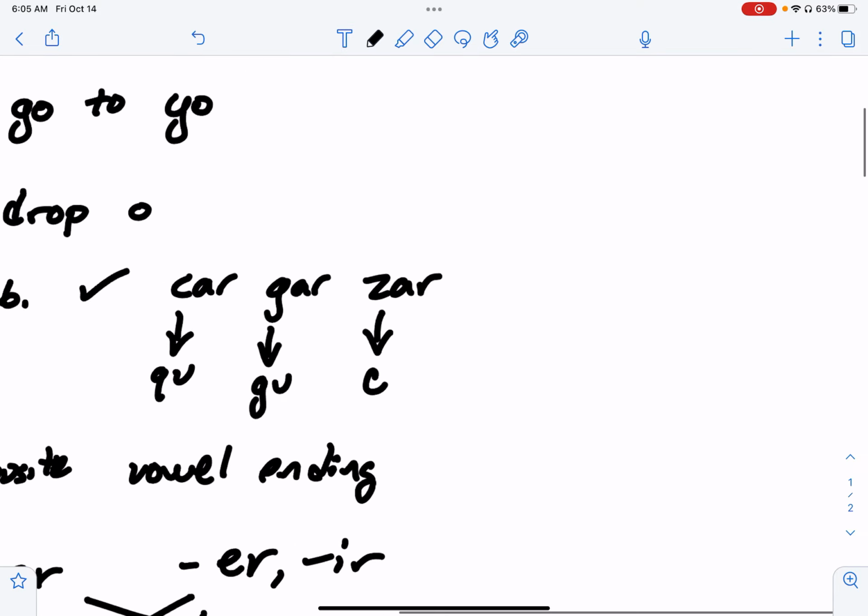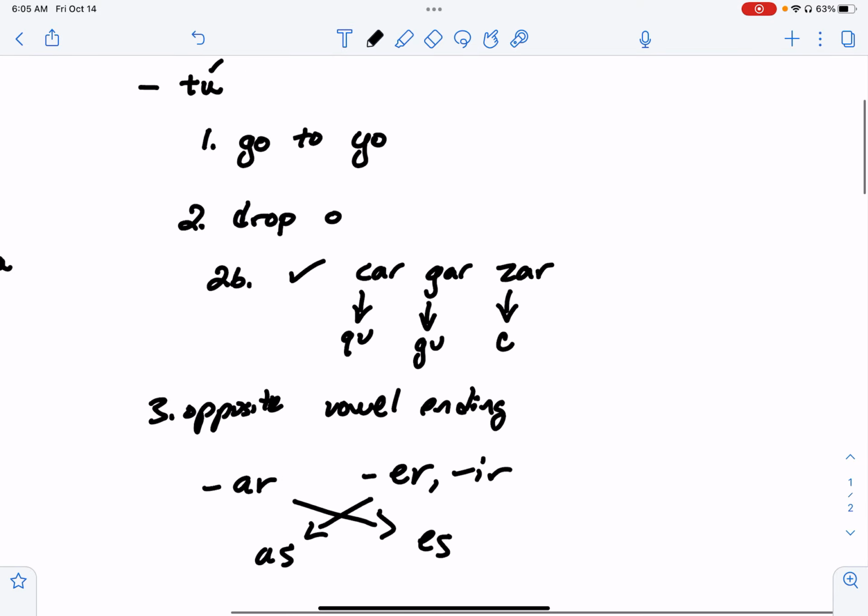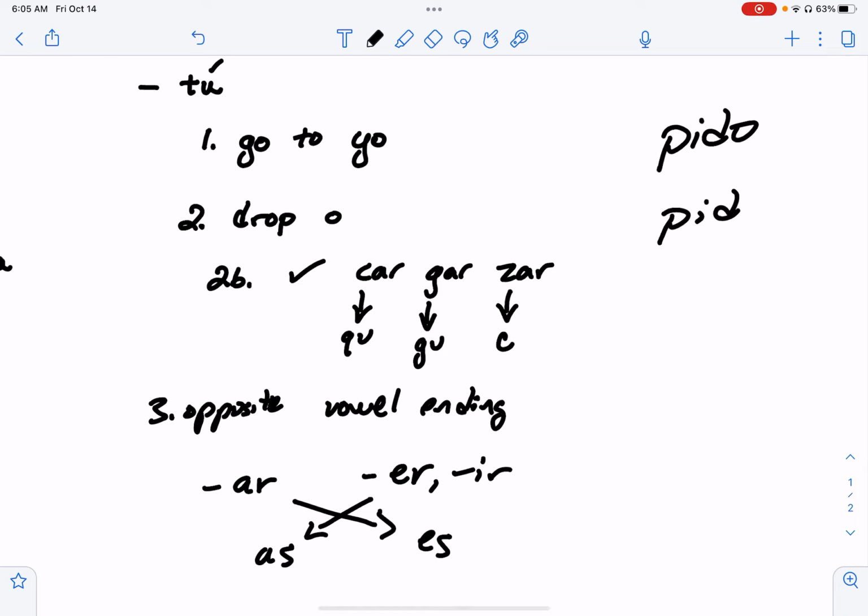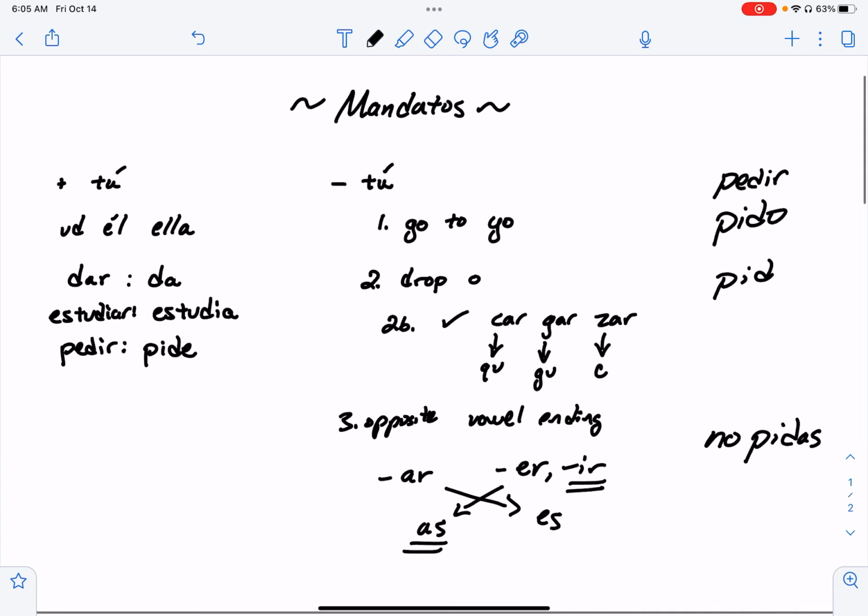Let's do a couple verbs as examples. If it were the verb pedir, I would start with pido, then drop the O, pid. Is it a car, gar, zar verb? Is pedir a car, gar, zar verb? Nope. So then I can go straight to step 3. Pedir is an IR verb. Opposite vowel would be AS. So the negative tú command would be no pidas. Let's do one more verb.